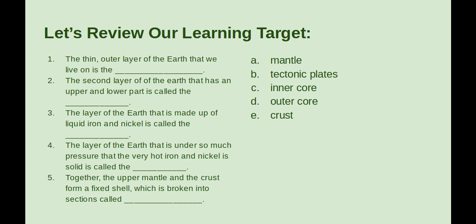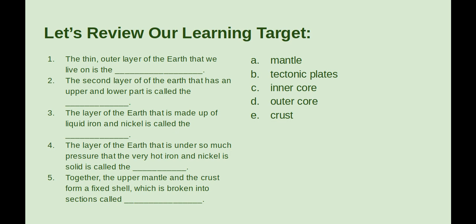Let's review our learning target. Number 1. The thin outer layer of the Earth that we live on is the mantle, tectonic plates, inner core, outer core, or crust. The correct answer is E, crust. Number 2. The second layer of the Earth that has an upper and lower part is called the A, mantle. Number 3. The layer of the Earth that is made up of liquid iron and nickel is called the D, outer core.